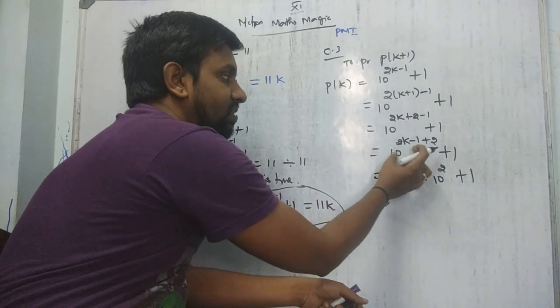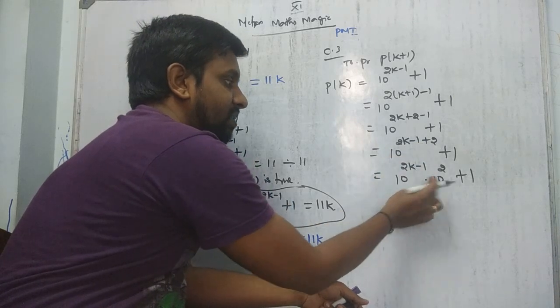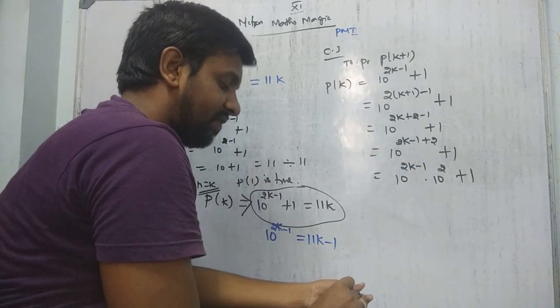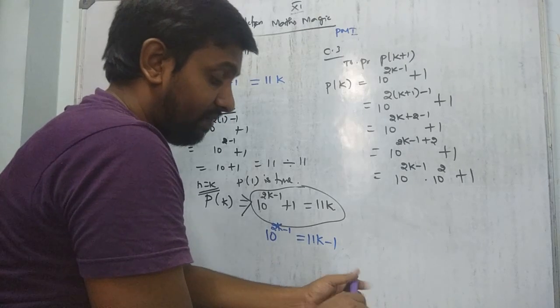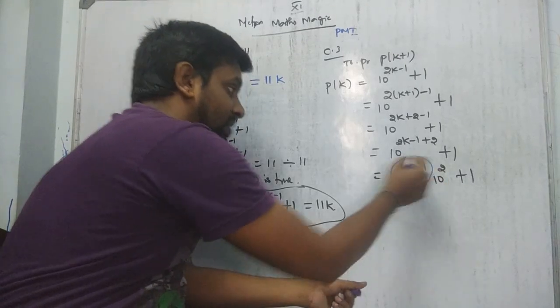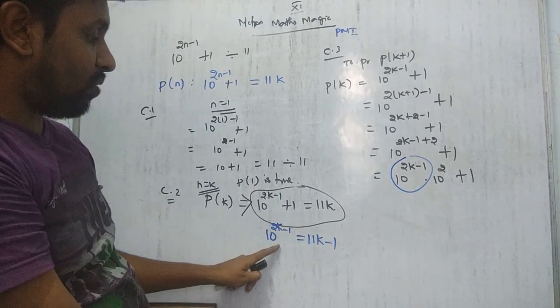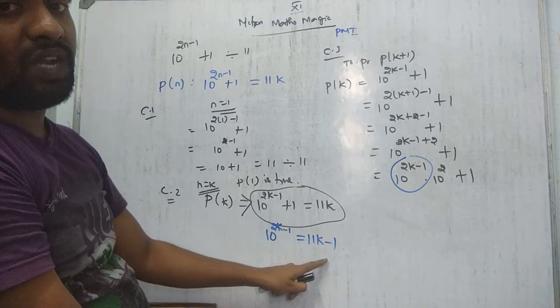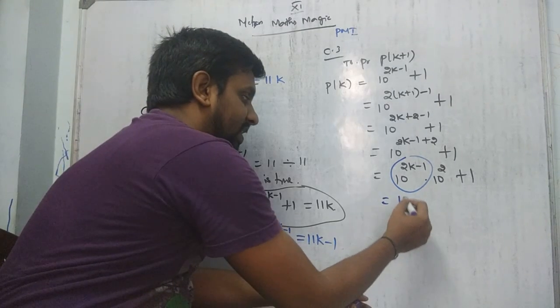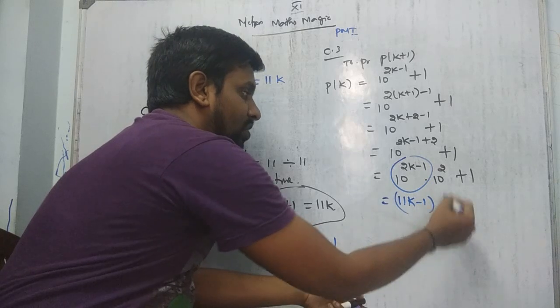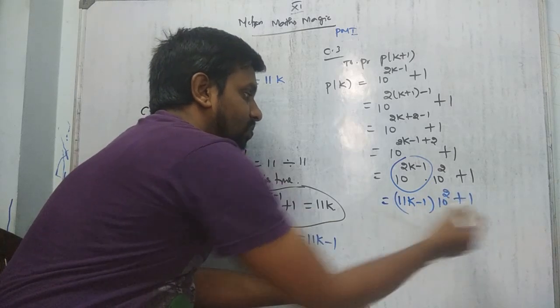So 10 power 2, base same ஆ தான், power add பண்ணலாம். So இத வந்து ரெண்டு பீஸா உடைச்சிருக்கேன்: 10 power 2k minus 1 into 10 square. ஏன் சார், why you are very familiar, very keen on 10 power 2k minus 1? Because in place of 10 power 2k minus 1 I can apply 11k minus 1. அதனால தான். So in place of that one I can apply 11k minus 1 into இது என்னது, 10 square plus 1.